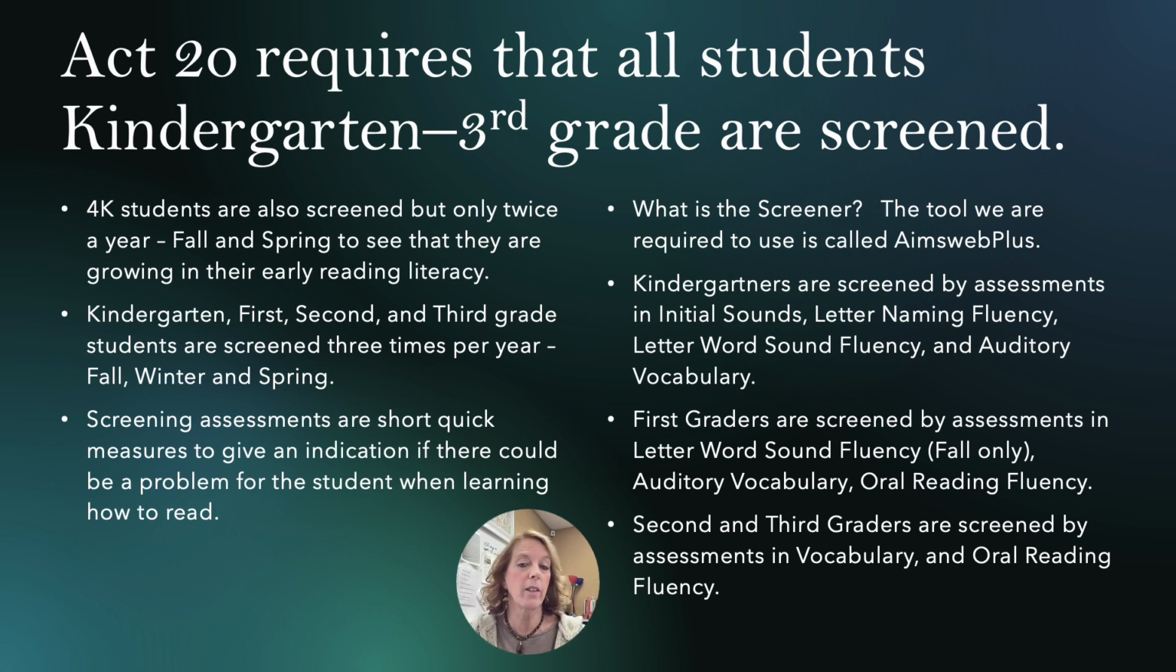So what is the screener that we're using with the students? This tool we're required to use is called AimsWeb Plus. Kindergartners are screened by the assessments in initial sounds, letter naming fluency, letter word sound fluency, and auditory vocabulary. First graders are screened using letter word sound fluency only in the beginning of the year, and then auditory vocabulary and oral reading fluency all through the year. Second and third graders are screened using assessments in vocabulary, which they take on the computer, and oral reading fluency.